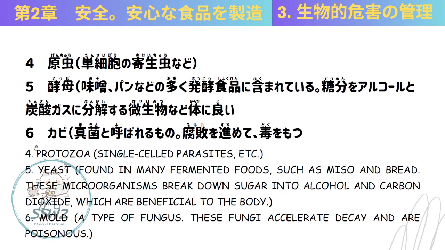The last thing you need to know about is kabi. Kabi is mold. Mold is also called fungus. So it is a type of fungus. It accelerates the decay and rotting of food. So these are toxins. Kabi have poison in them.